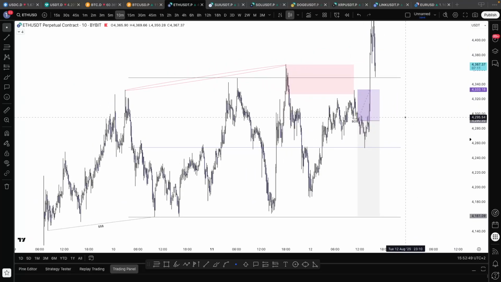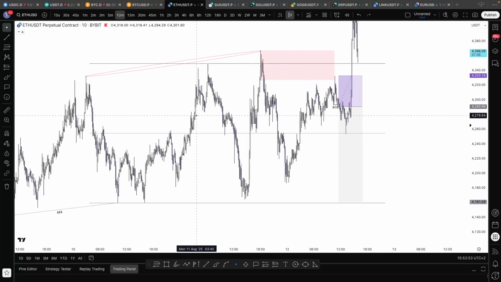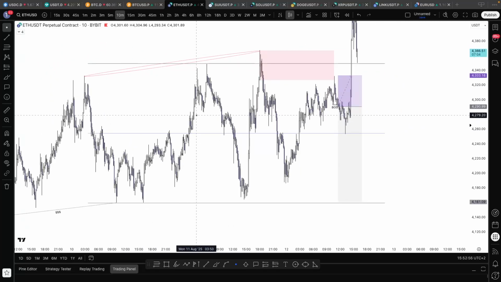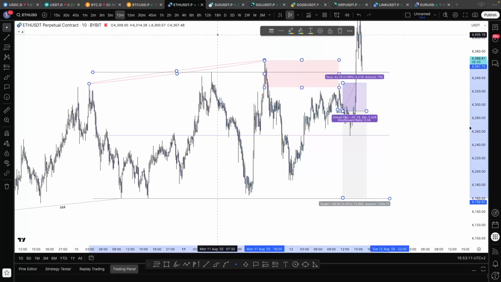I didn't take it full risk because it had no confluence with USDT, and you know, if you watch my videos, I always have a confluence with USDT. In trading, you're gonna take L's, and that's totally fine as part of the game. Let's go over the trade of today.